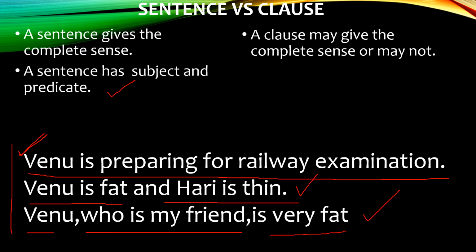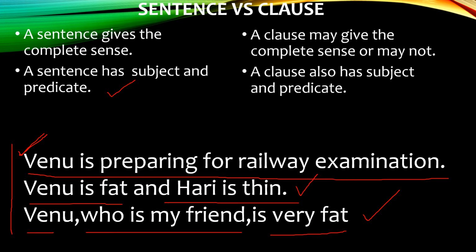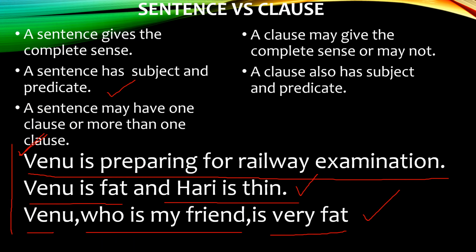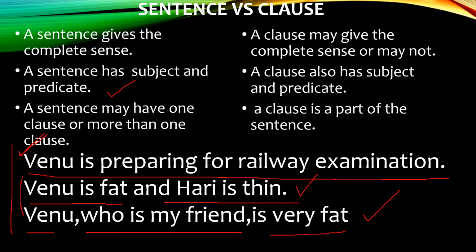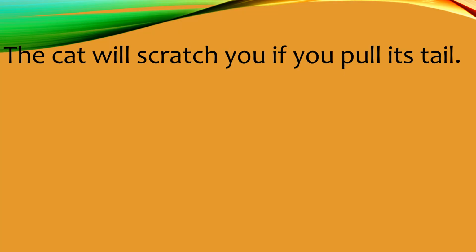A sentence has subject and predicate. A clause also has subject and predicate. You know this similarity. A sentence may have one clause or more than one clause. A clause is a part of the sentence. See the second and third sentence. These two sentences have two clauses each. Sometimes more than three clauses are also there in the sentence. Sometimes there is only one clause in the sentence. A clause is always a part of the sentence. Hope you understood the difference between clause and sentence.